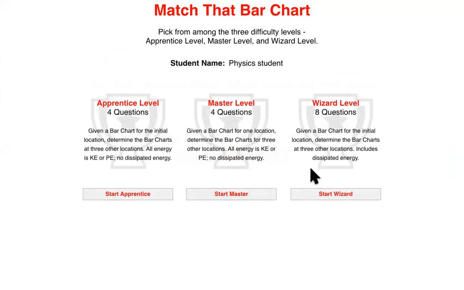You'll notice that there are three levels. Start out with the apprentice or the master level. I'll show you the wizard level. It's a little bit harder, but it does preview what we're going to be talking about next week as far as dissipated energy, which is also known as work. It's a nice idea there, but we're not quite there, but maybe some of you are.